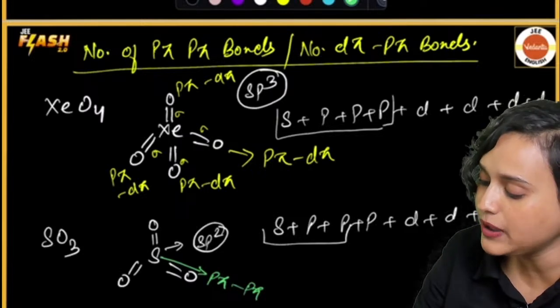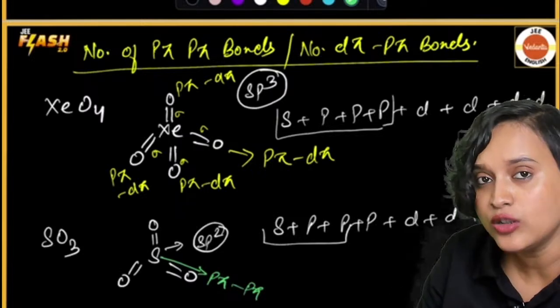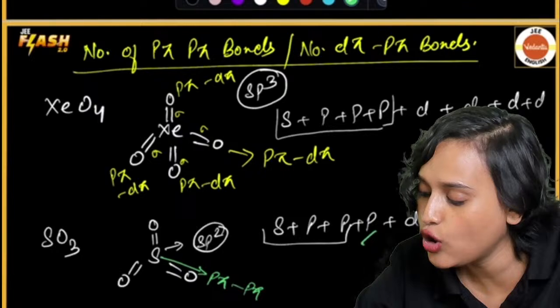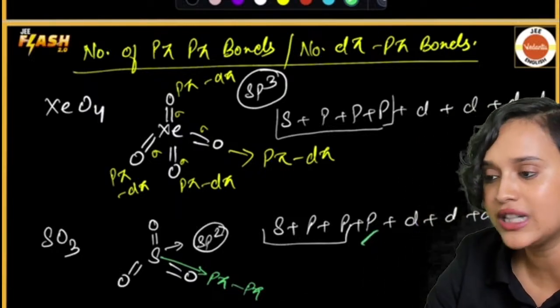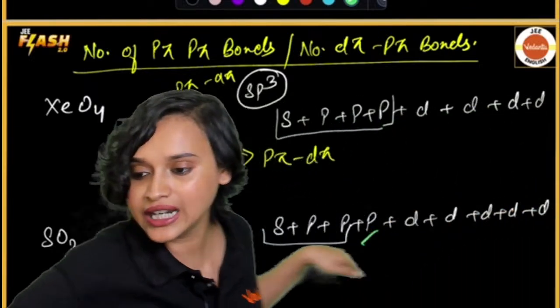So there will be a p pi bond. Now sulfur does not have any more p orbital, right? So this p orbital is done. This p orbital is also done.